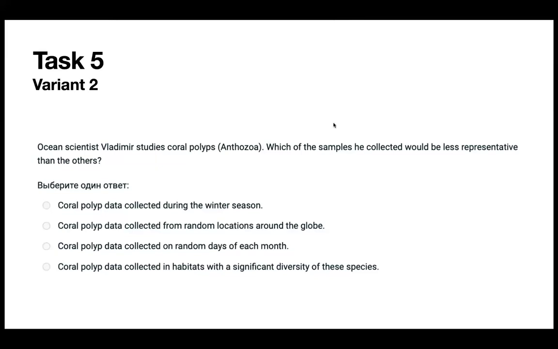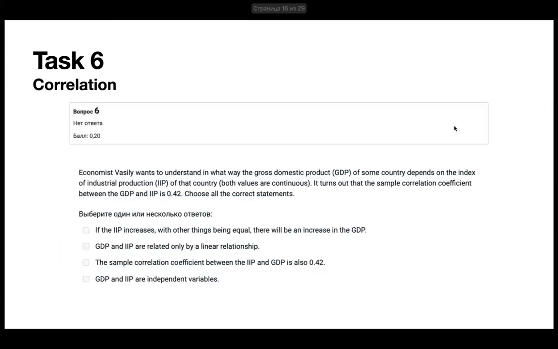I'll wait a minute for your questions. Well, I guess Arina's answer is enough to continue. So now let's take a look at task 6, and I'll drink some water.